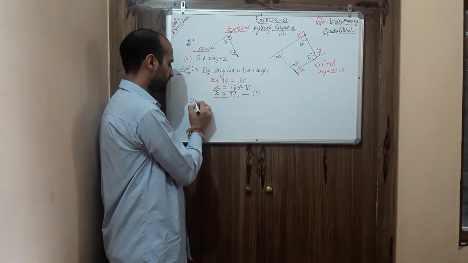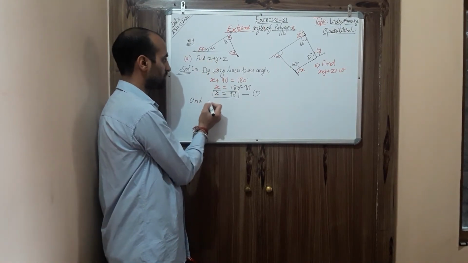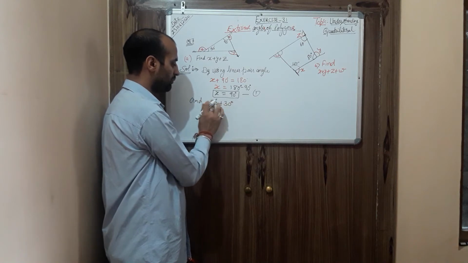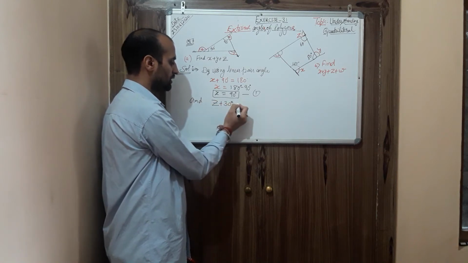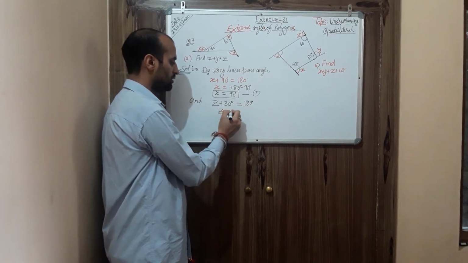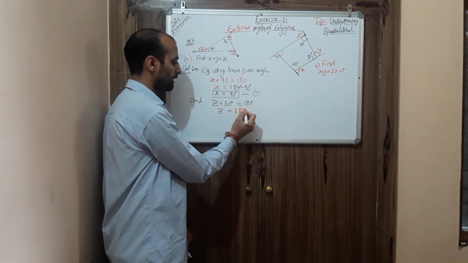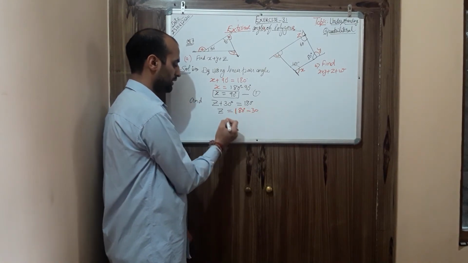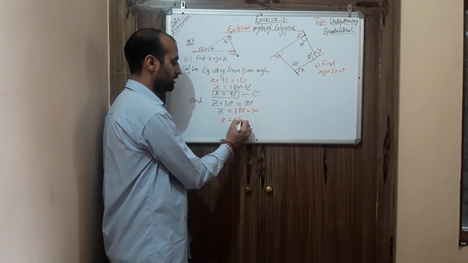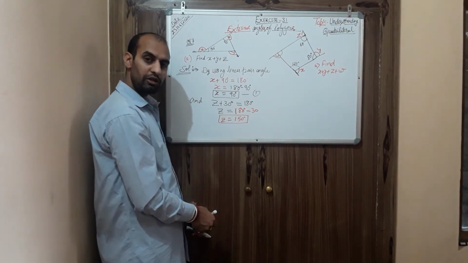Second, where can we apply this one more time? Here. These two are also a linear pair. So z plus 30 degrees is also equal to 180 degrees. From here, z is equal to 180 minus 30. So what is the value of z? You will get 150 degrees after subtracting.